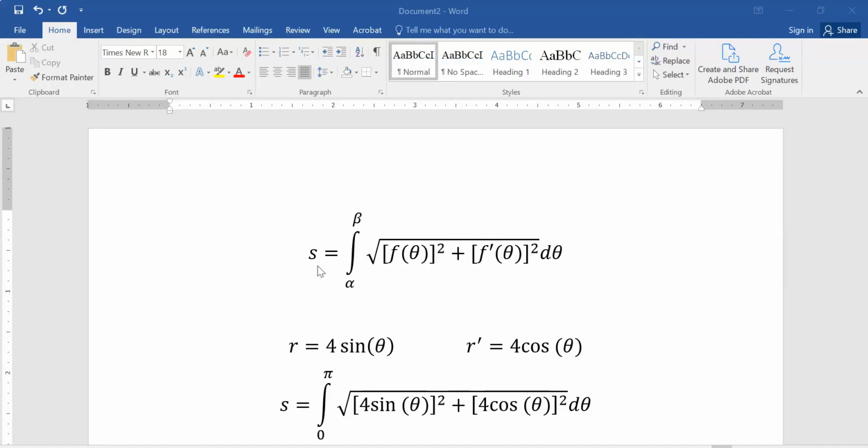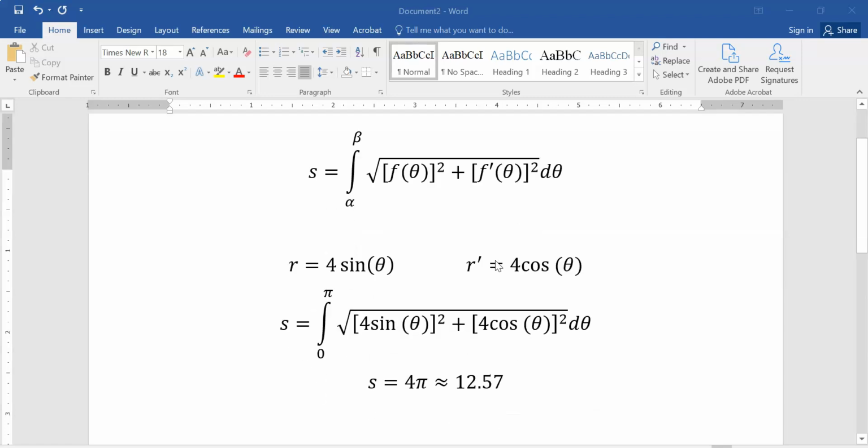All right, so we start with the formula. Integrate from alpha to beta, this square root. We're taking r equals 4 sine theta. That is our function itself, so that goes in for f theta. And then the derivative of 4 times sine theta is 4 times cosine theta. So that goes in right here.